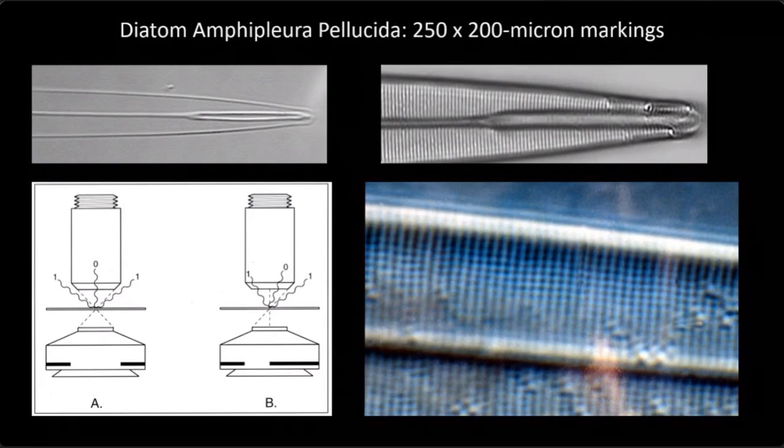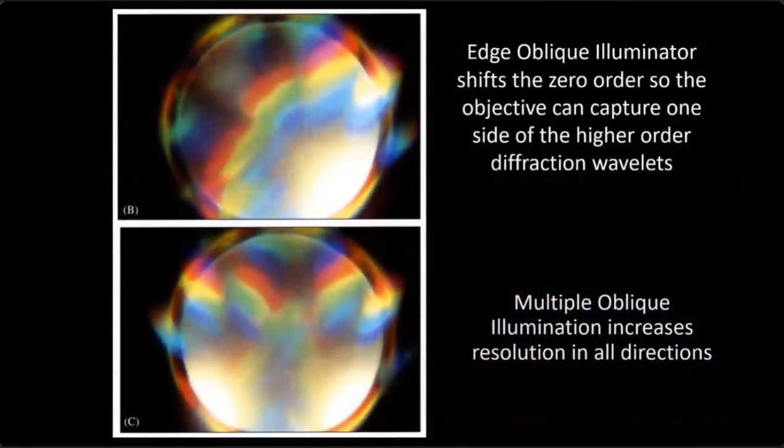And now you can see that those lines were actually made up of dots that were spaced 200 nanometers apart. Now, to show you that actually happens, this is an example of looking at Pleurosigma angulatum, which you can just barely, if you have a good microscope, see the first order.